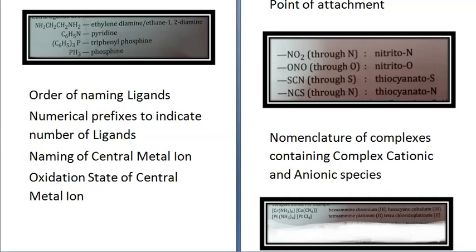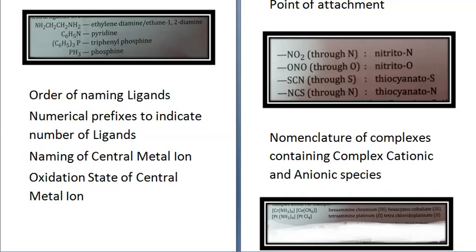Next is the oxidation state of the central metal ion. The oxidation state of the central metal ion is designated by a Roman numeral in brackets at the end of the name of the complex, without a gap between the two. Zero oxidation state is also shown within brackets. You have to write 0.